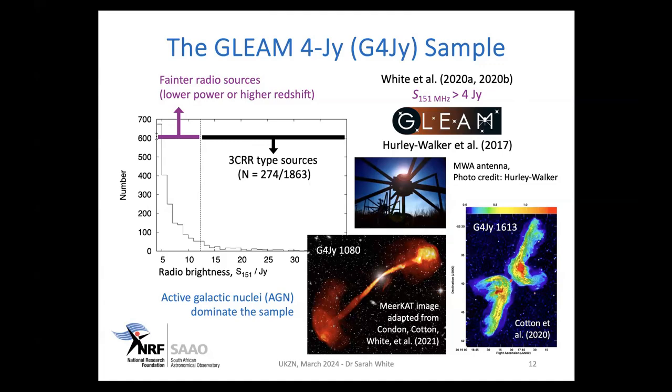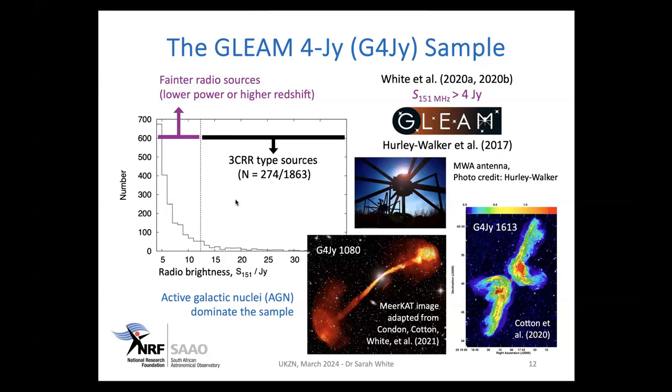But with the GLEAM-Jy sample, because we have this lower detection threshold and also cover a larger portion of the sky, we can detect sources that are of intrinsically lower radio power and also at a higher redshift. And the reason we want this sample that's 10 times larger than 3CRR is so that we can study the radio properties of these AGN as a function of redshift and environment.